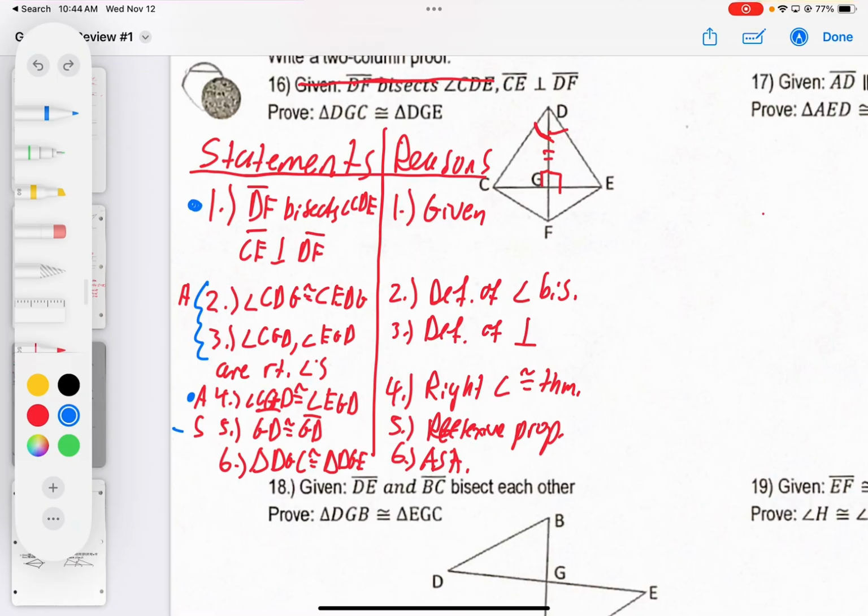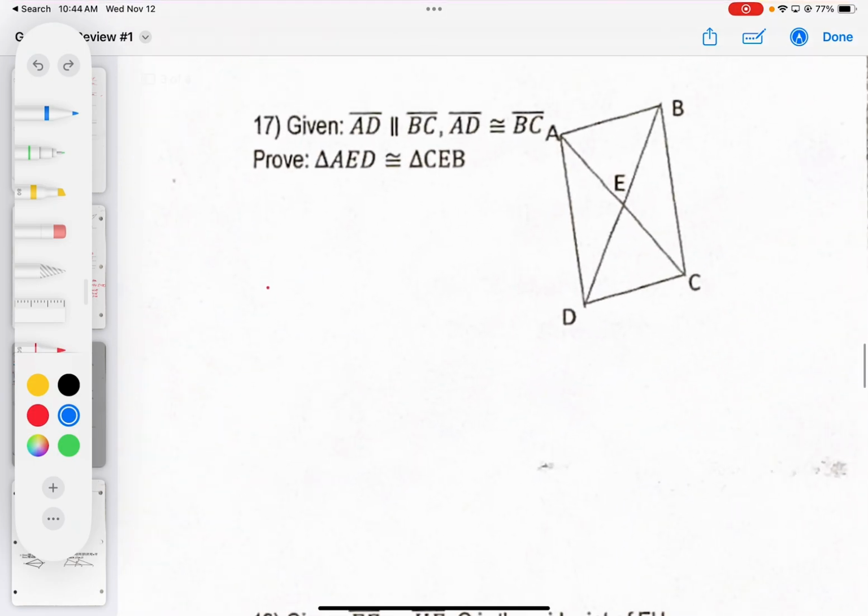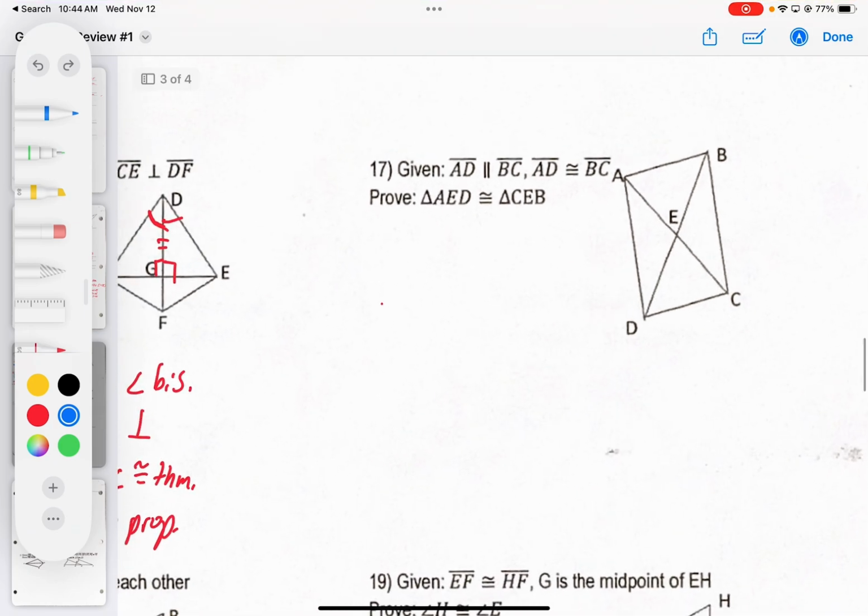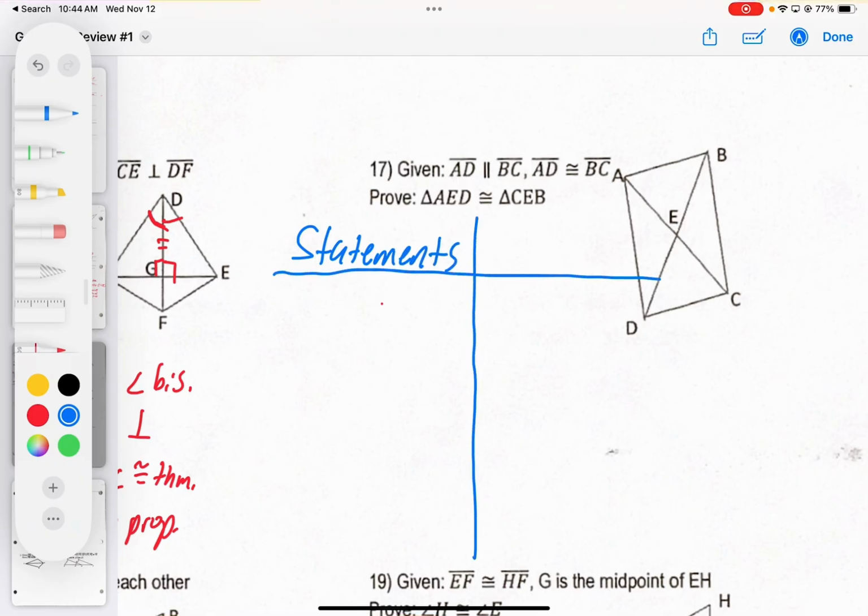Let's look at number 17. Oh, this is a really good one. When your math teacher says it's a good one, you know it's about to be a little difficult. I shouldn't say it's going to be difficult. It's an important one because I'm looking at the given. What does it have in the givens? Parallel lines. What do parallel lines tell you? Two congruent angles. So if you have parallel lines, it tells you two congruent angles. So it's important that we do something like this.